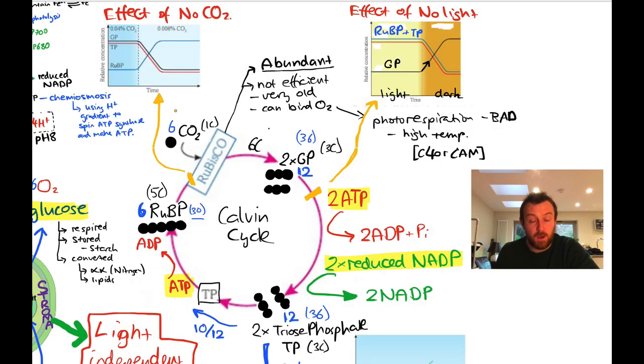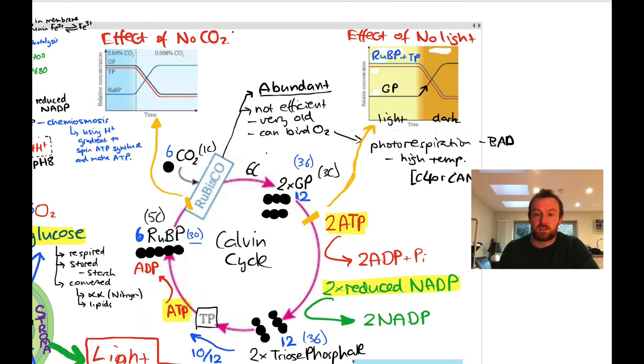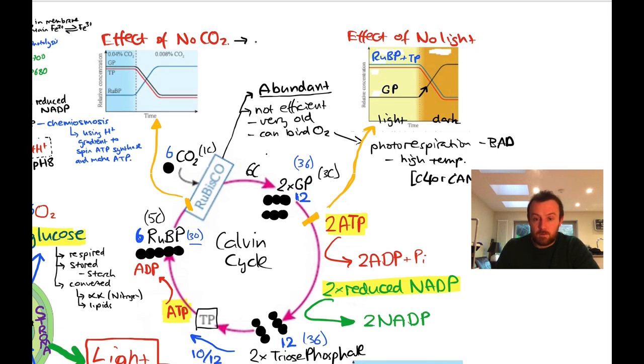So if there's no CO2 present, then we get a buildup of RUBP. There it is, look, RUBP builds up. Whereas the other two, the concentrations go down. Okay, so that's the effect of lack of light and lack of CO2 on the Calvin cycle. Those are both limiting factors. But we're going to talk about limiting factors below, okay? See below.